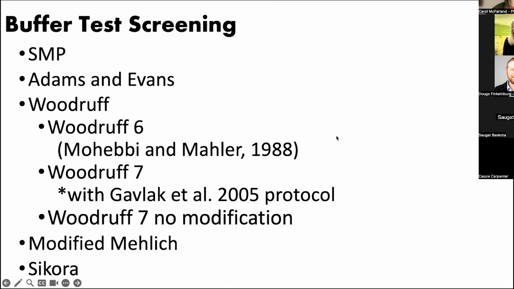So we screened the many different tests. We screened the SMP, which has been the longstanding recommendation in Washington State. We also screened Adams and Evans, which I know is practiced by soil test labs here. We also screened a couple different versions of the Woodruff test, since that was what was initially found by Mojave and Mahler to be effective for this region.